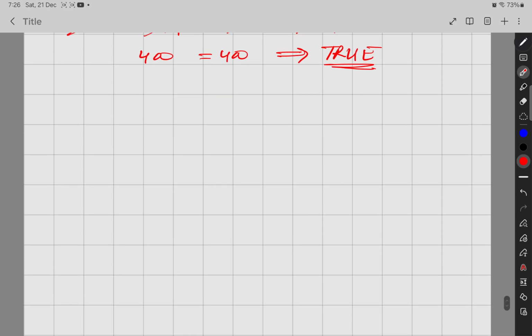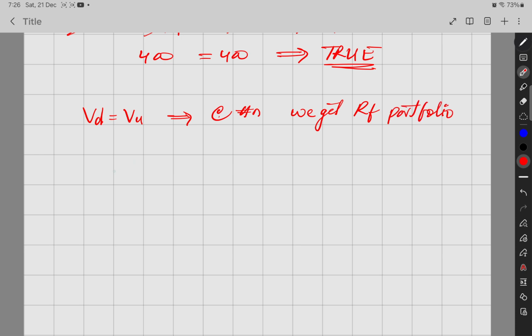So let's say now we have VD equals VU. It implies that at hash n holdings we get a risk-free portfolio, and if a portfolio is risk-free it should earn the risk-free interest. So (1 + RF) times the value at 0 should equal VD, which equals VU. Is that right? All right.